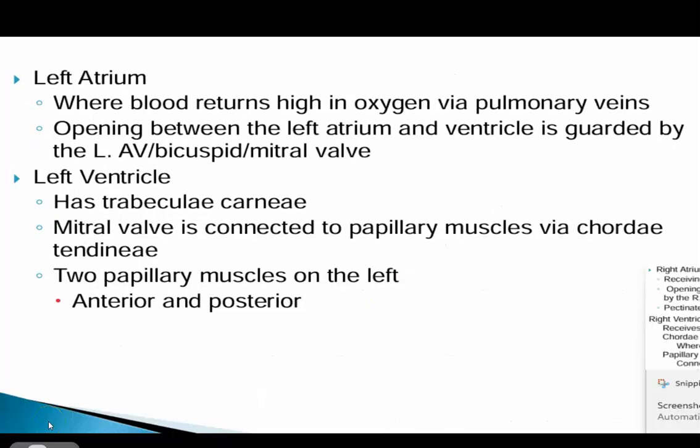The left atrium receives oxygen-rich blood from the lungs through the pulmonary veins. From there, blood passes through the mitral valve, also known as the bicuspid valve, into the left ventricle. Just like on the right side, this valve is held in place by chordae tendineae, which are attached to papillary muscles. In this case, just 2 of them, one anterior and one posterior. The left ventricle also has trabeculae carneae, which help it contract enough to send blood through the entire body.